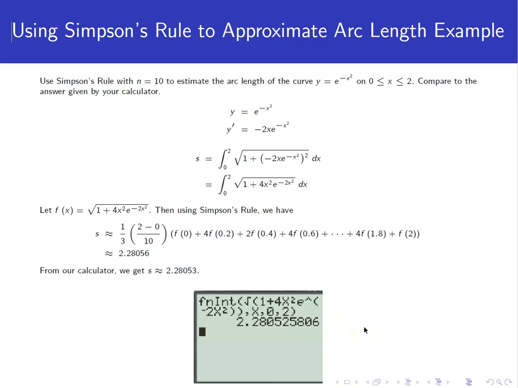And if you put this in a calculator, here's a screenshot from doing this on an old TI-83, but you can use any calculator you want that has integration or numeric integration technology in it, and you'll get approximately 2.28053 as your approximation. So we see here, using 10 subintervals in Simpson's rule is a pretty good approximation to what the actual value of the integral is, since it's really, really close to what the calculator is giving us as an approximation.